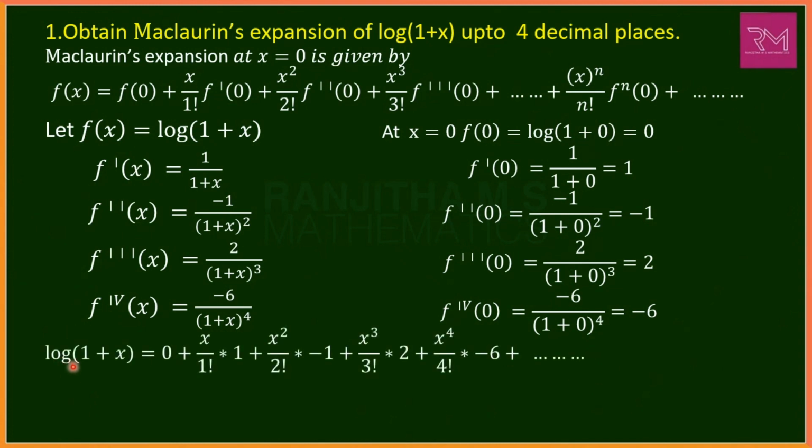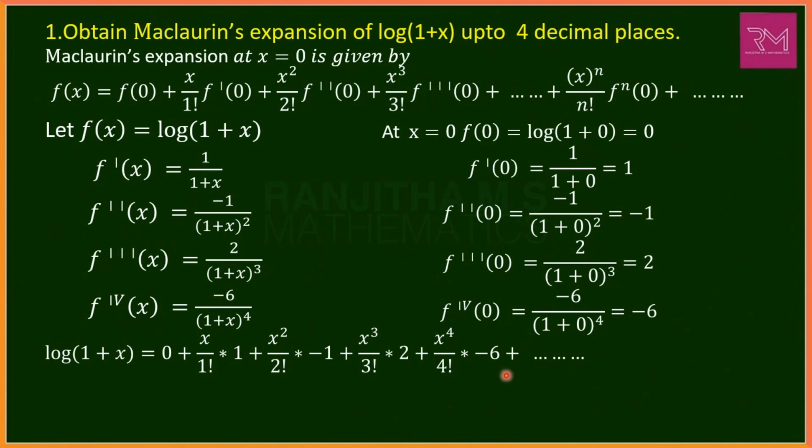That is, f of x, which is nothing but log of 1 plus x, equals: here the f of 0 value is 0, plus x by 1 factorial as it is into f dash of 0, whose value is 1, plus x square by 2 factorial into f double dash of 0, which is minus 1, plus x cube by 3 factorial into f triple dash of 0, whose value is 2, plus x power 4 by 4 factorial into the 4th derivative at 0, whose value is minus 6, plus and so on.